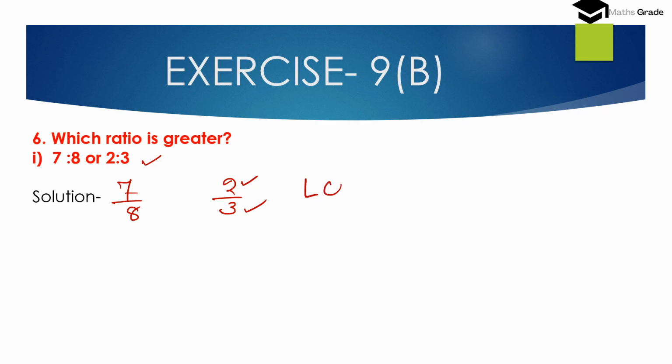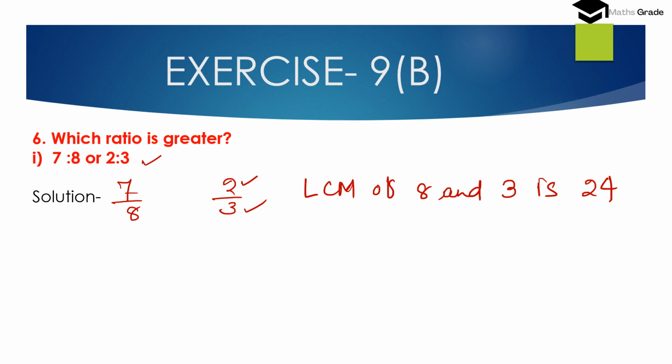LCM of 8 and 3 is 24. Because 8 and 3 have no common factors, we have to multiply these two numbers. Prime factorization of 8 is 2 multiplied by 2 multiplied by 2, and prime factorization of 3 is 3 only. So we have to multiply these numbers. 2 multiplied by 2 multiplied by 2 is 8. 8 multiplied by 3 is 24. So LCM of the consequent 8 and 3 is 24.